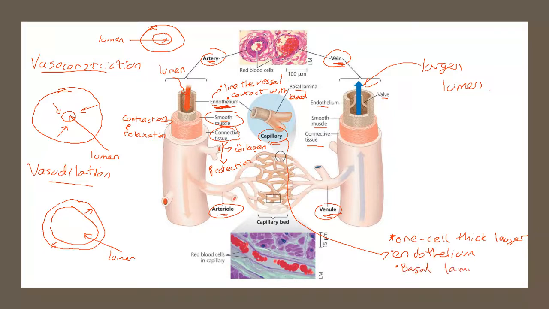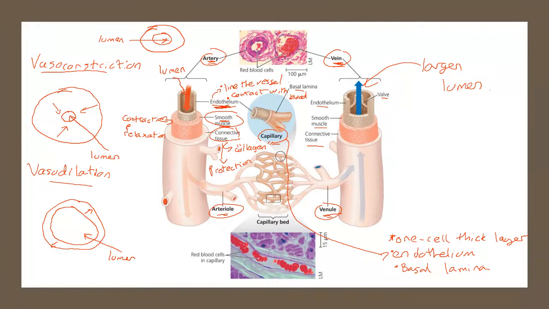Okay, that's all I have. That's all that the capillaries have. They don't have any smooth muscle. They don't have any connective tissue, and that should make sense. Why? Because what is the role of a capillary? What do capillaries do? Exchange.